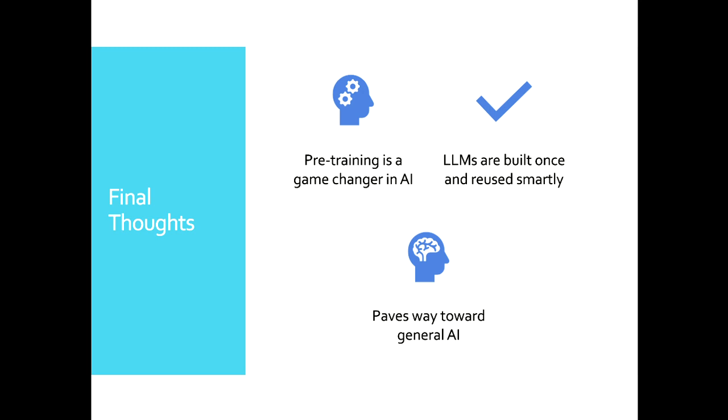So let's summarize pre-training. Pre-training has completely changed the way we build AI systems. Instead of building narrow one-task models, we are now building powerful general models that can learn from the world and then be adapted to all sorts of jobs. We are still early in the journey. Truly intelligent machines are still a work in progress, but thanks to pre-training, we are much closer than we were before.